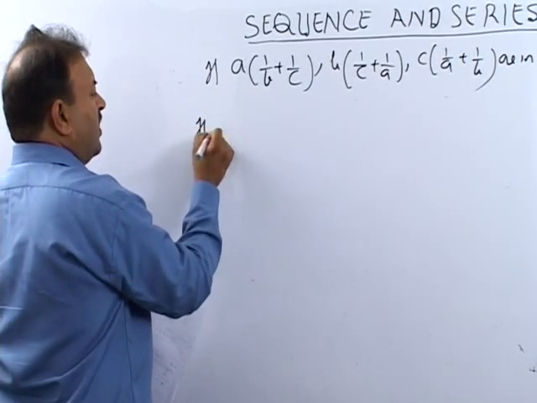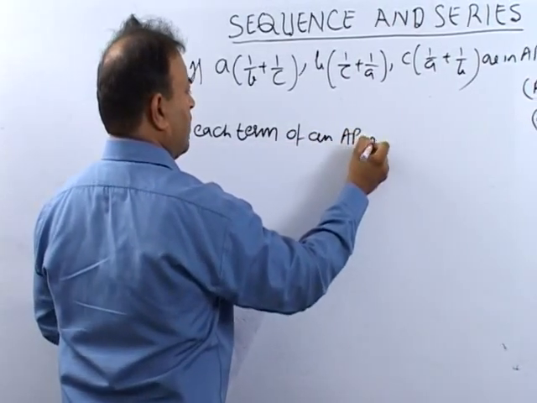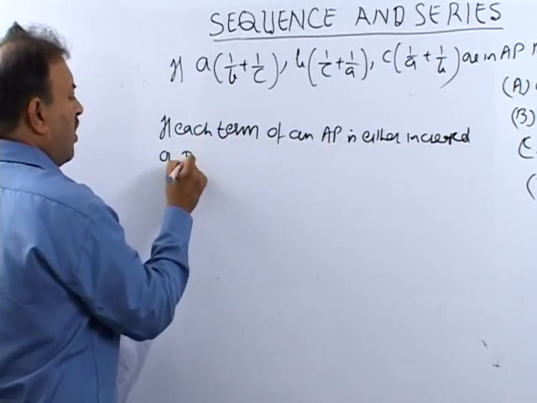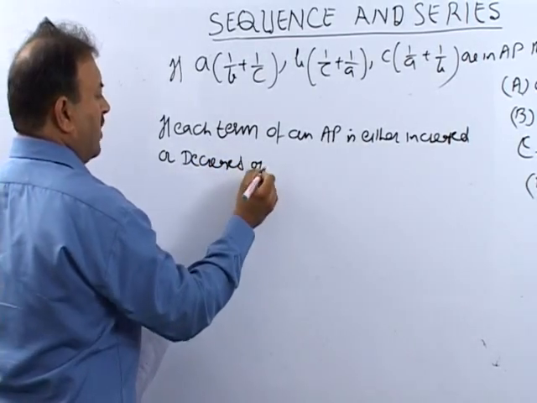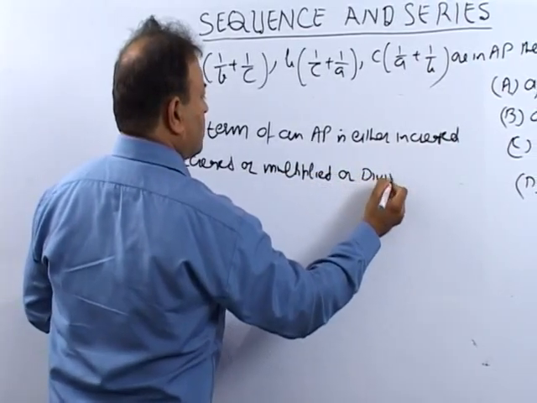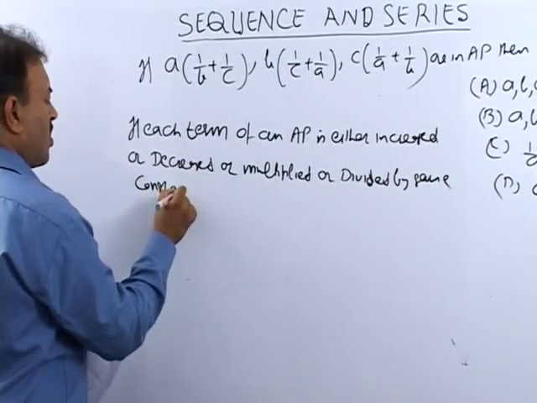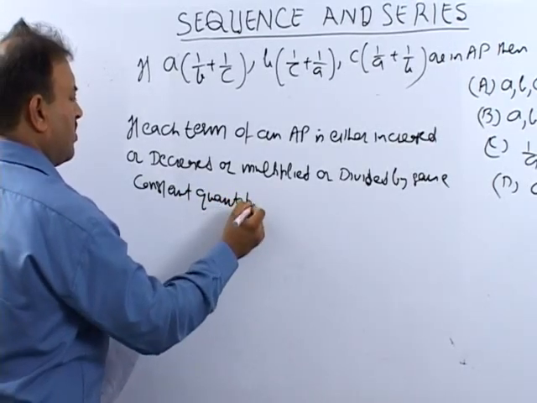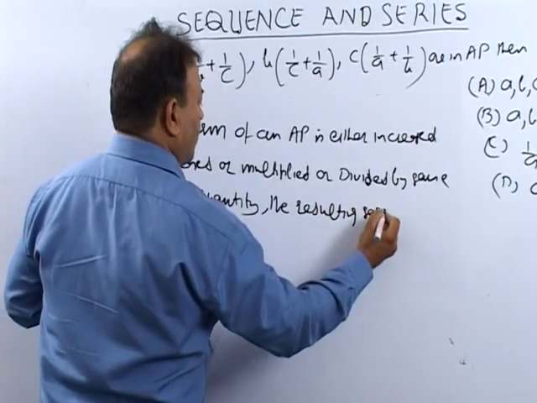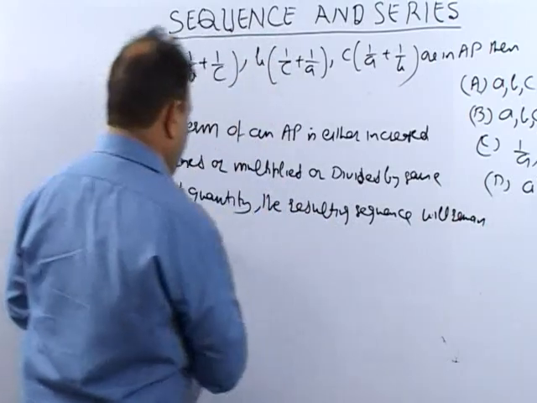The property was: if each term of an AP is either increased or decreased or multiplied or divided by the same constant quantity, the resulting sequence will remain in an AP.